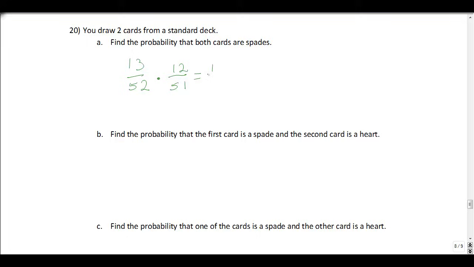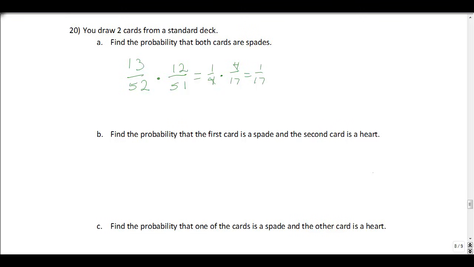This calculation is then 1/4 times 12/51, which actually simplifies to 4/17ths. So 12 and 51 both have a factor of 3. 3 times 4 is 12. 3 times 17 is 51. The 4's cancel, and we get a probability of 1/17. So that's one way to do this.